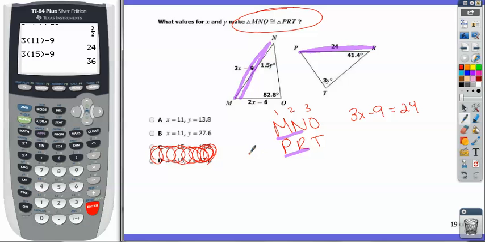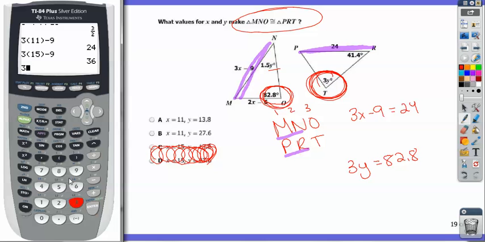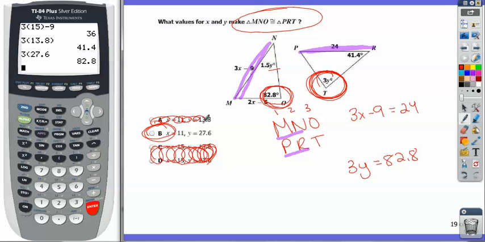So let's see what's next. I need to find something to match up with y. I don't like decimals and fractions. I'm going to pick t. Let's see if I can get it to go. What matches up with t? O. So 3y equals 82.8. Now I have 2 options for y. I can plug those in. 3 times 13.8 is 41.4. 3 times 27.6 is 82.8. So my answer is B.